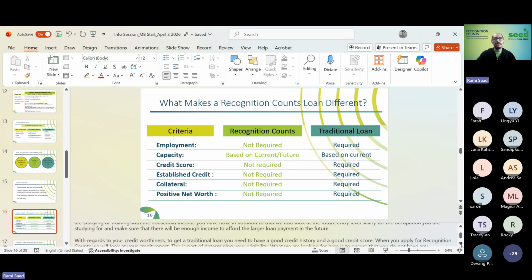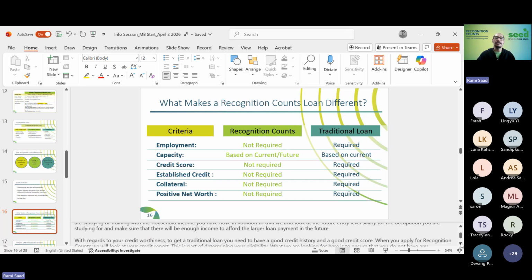The second thing is the capacity. The traditional banks or loans look at your income right now, your job right now, what you're doing right now, and based on that, they give you the amount. But when it comes to our Recognition Counts loan, we look at the current and the future.